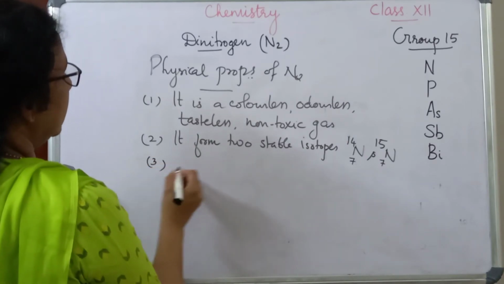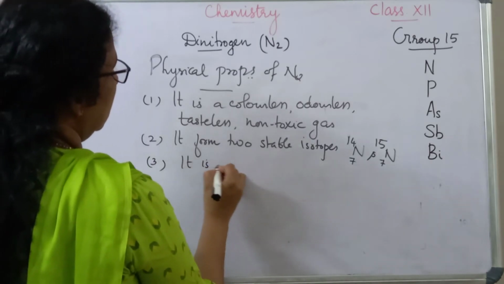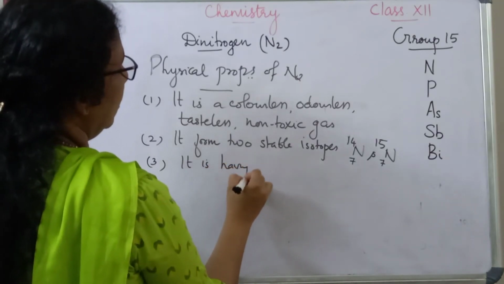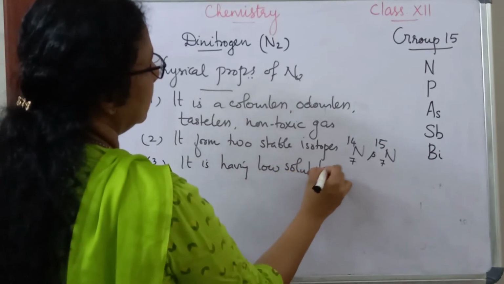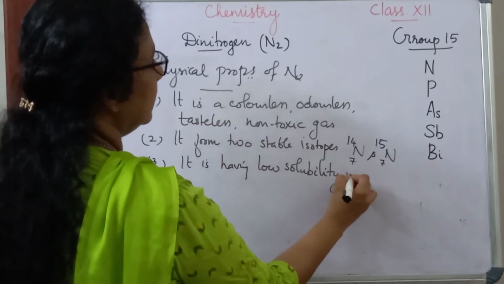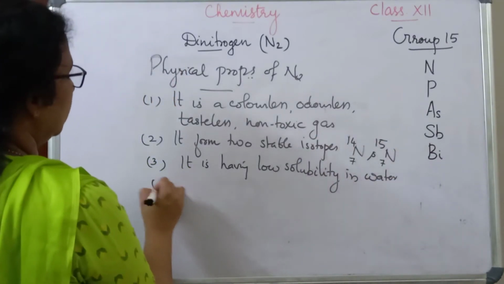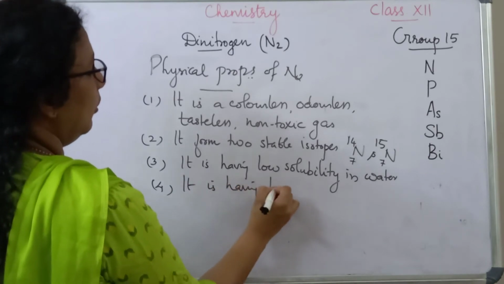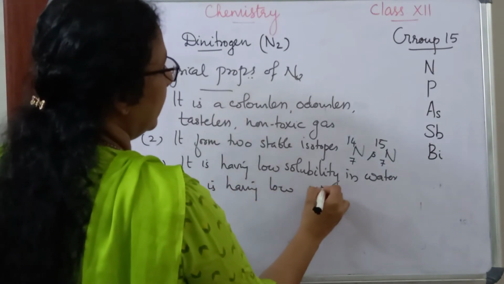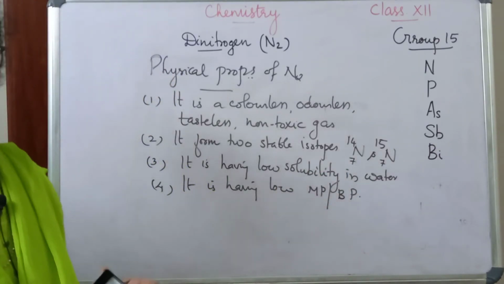Then the third point is, it has low solubility in water. Then the fourth point is, it has a low melting point and boiling point. So these are the physical properties of nitrogen.